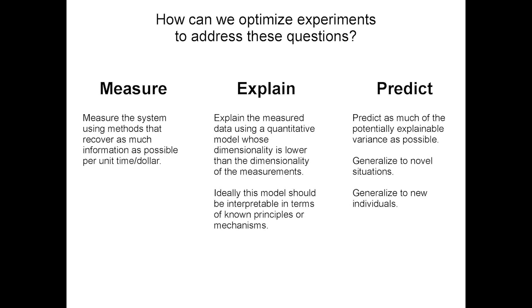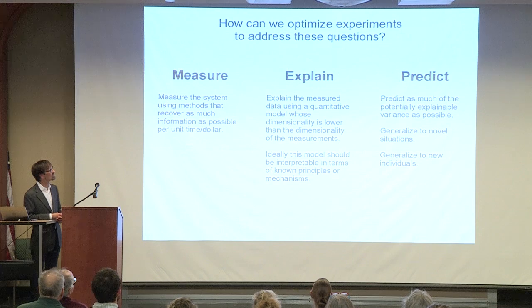And then to be able to predict. We want to predict as much of the variance in our system as possible, and we want it to generalize to novel situations, and we want to generalize over individuals, right? And this is essentially what the government actually pays us for, these predictions. They don't actually really care about explanations.